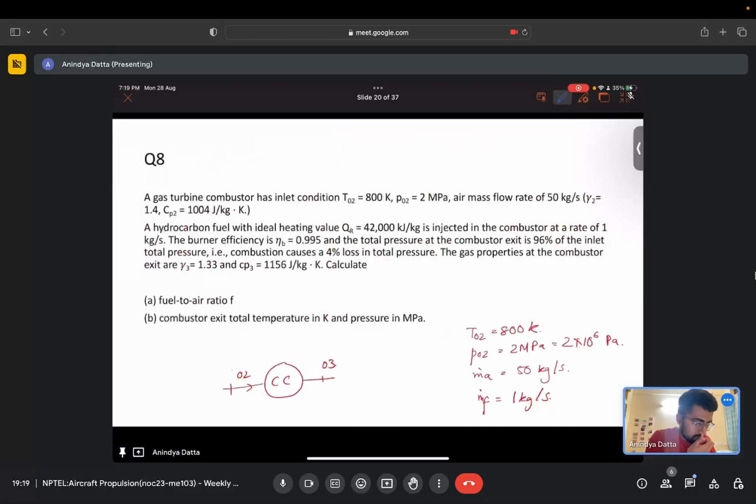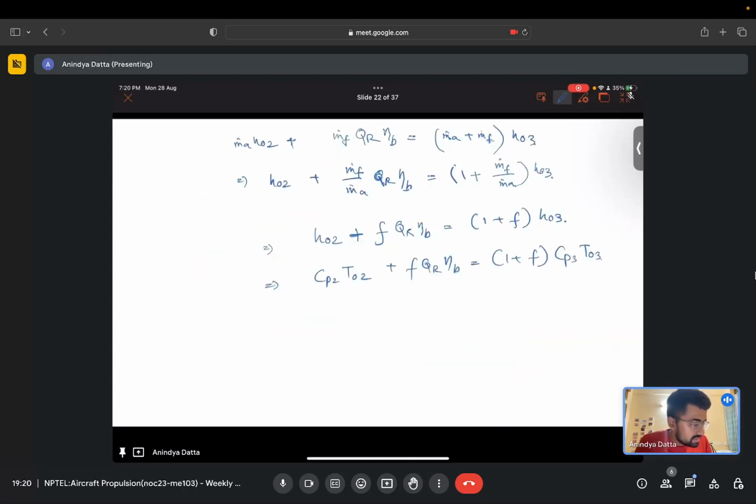temperature. So if you go back to the problem, we'll see that for air the Cp is given. Gamma for air is 1.4 and Cp is 1004, and for the combustor the gamma is 1.33 and Cp is 1156. So we will use this. Ultimately what we need to find out is T03. So T03 will be given by, if we now rearrange, you will find this expression.